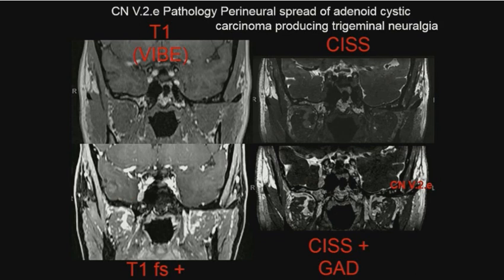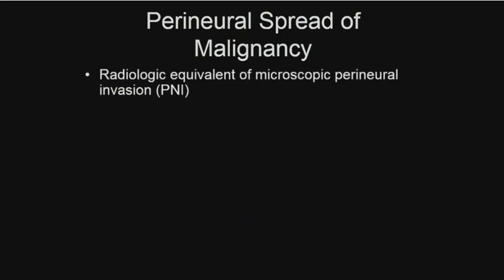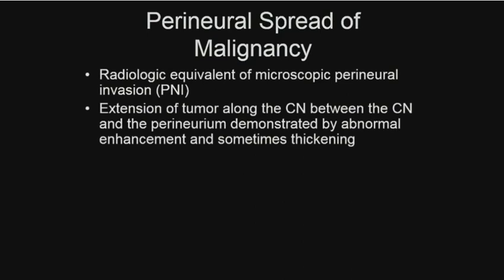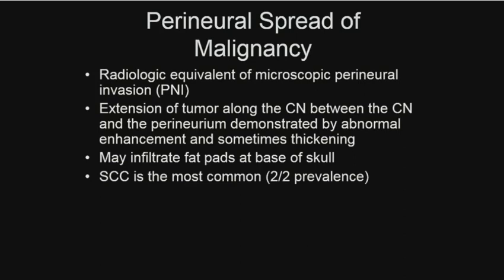The patient needed not a neurovascular decompression, but treatment for their malignancy. Perineural spread of malignancy is the radiological equivalent of perineural invasion, the histologic term that's applied. It's extension of tumor along the cranial nerve, between the cranial nerve and the perineurium, and there's thought to be some tropism between the nerve and the tumors, which can spread in this way. The perineural spread can infiltrate fat pads at the base of the skull, and we ought to evaluate the fat pads at the base of the skull, but we now view this as a relatively late sign in some cases, and I'll show you an example of that in a few minutes.